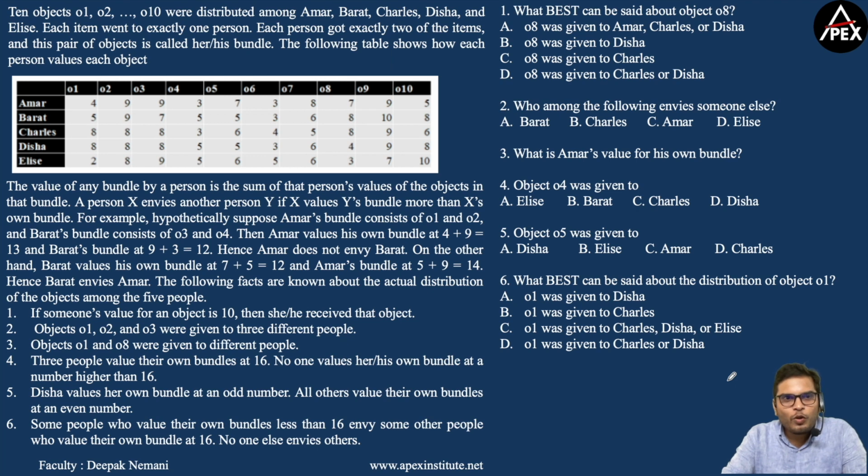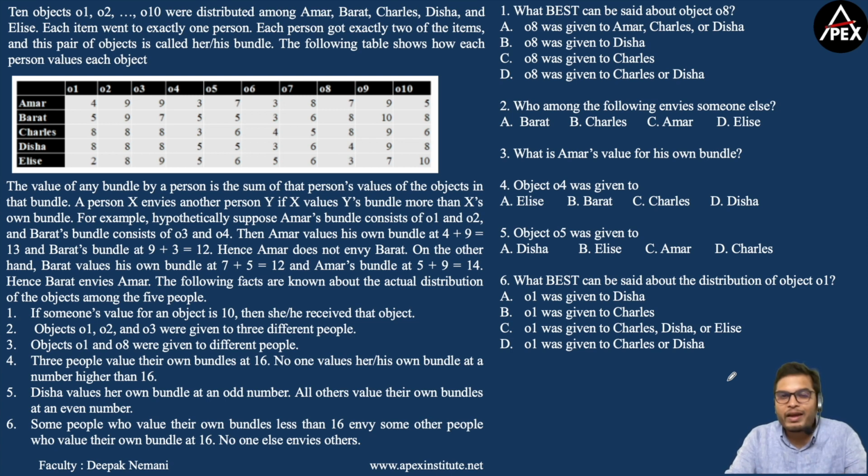10 objects O1, O2, and so on till O10 were distributed among Amar, Bharat, Charles, Disha and Alice. Each item went to exactly one person. Each person got exactly 2 of the items and this pair of objects is called her or his bundle. The following table shows how each person values each object.